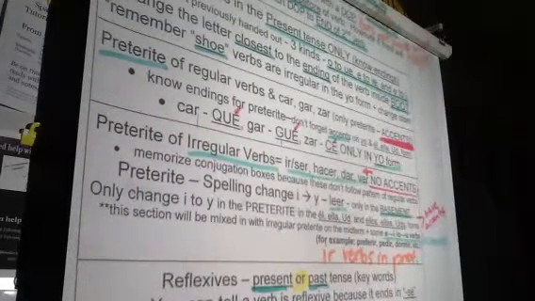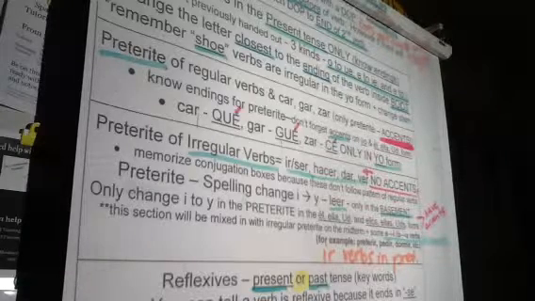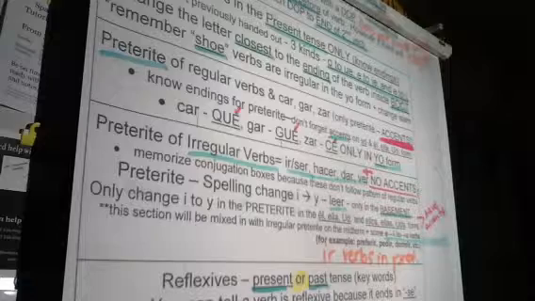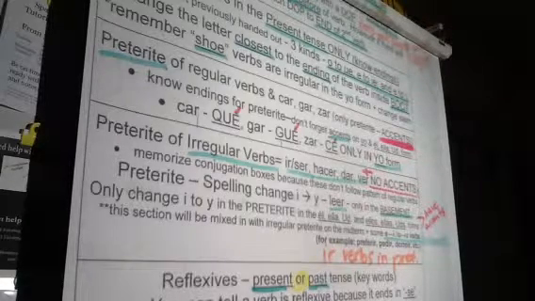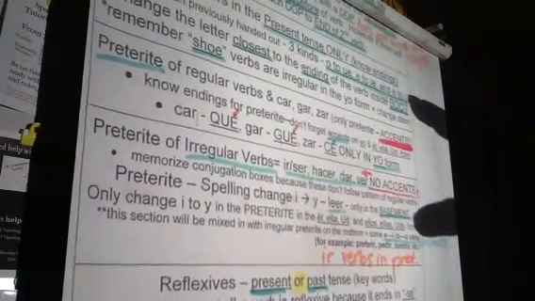Let's back up to stem changers in the present tense. The whole chart that you have, E to IE, E to I, and O to UE. You have to know the present tense of those, and then some of the preterite ones that we'll do in the basement. Those are all stem changing verbs, just in two different tenses.